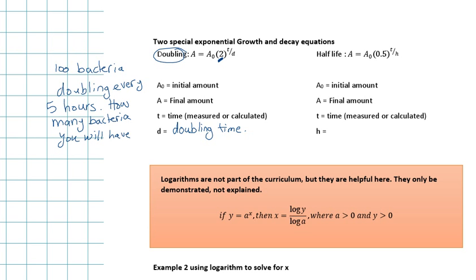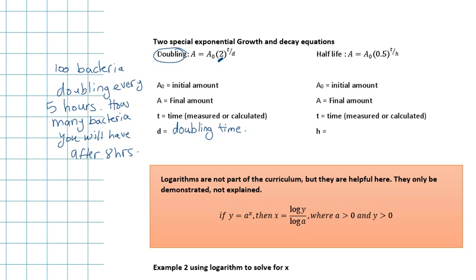Doubling question. So you have 100 bacteria, and it's doubling every 5 hours. How many bacteria will you have after 8 hours? Okay? So let's start assigning the numbers to the letters. What does 100 bacteria replace? What letter is it going to be? It's A0, right? So that's your initial value. You're starting with 100 bacteria, it's going to replace A0.